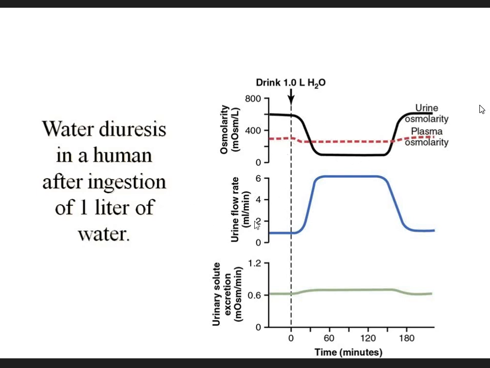And what will happen to urine flow? It will increase to a great extent. But the urinary solute concentration will remain constant. It was just due to injection of water, so that much extra water will be excreted out, but the osmotic concentration will be maintained. So water diuresis can be due to excess intake of water also.